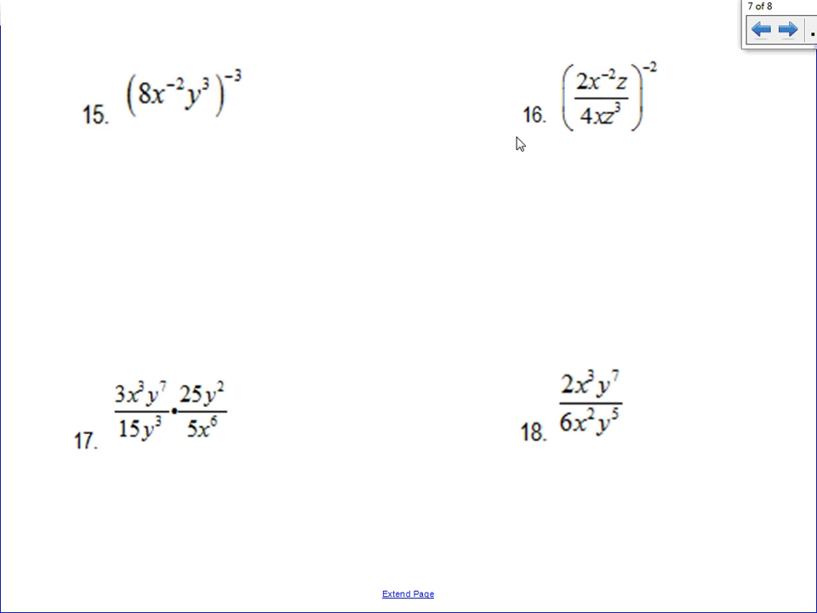But in this problem, what I am going to do is apply that power down to each item inside the parentheses. H to the negative third, x to the positive sixth, and y to the negative 9. If you need a reminder what I'm doing there, I'm taking negative 2 and multiplying it by negative 3 to get positive 6, or 3 times negative 3 to get negative 9. When you raise a power to a power, you multiply.